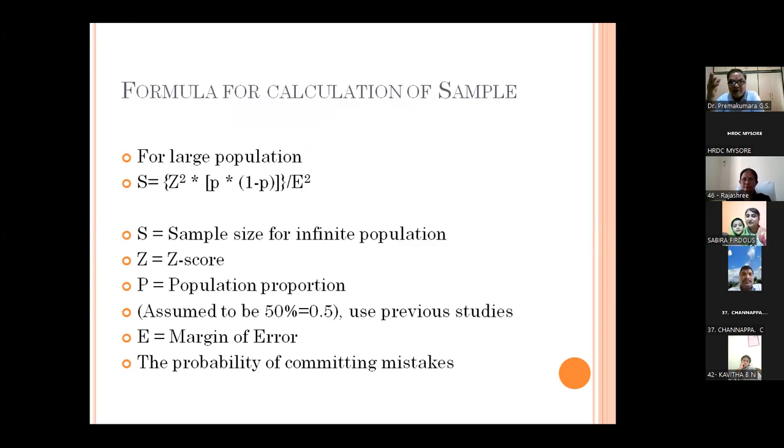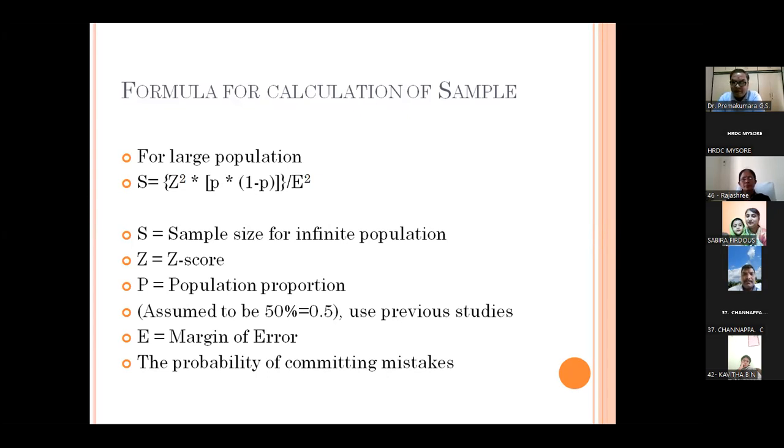And then this is the sample size. If you are using primary data, you should know how we have got that data. For that, this is the formula that we use: Z square into P into 1 minus P, whole divided by E square. Here Z is the distribution, P is the population proportion, and E is the margin of error.